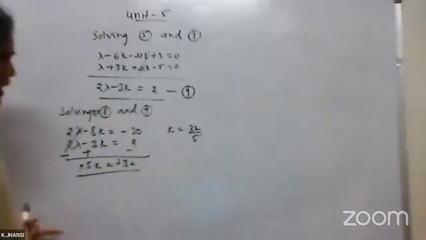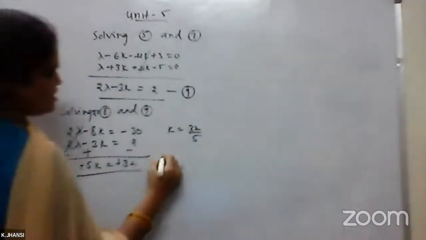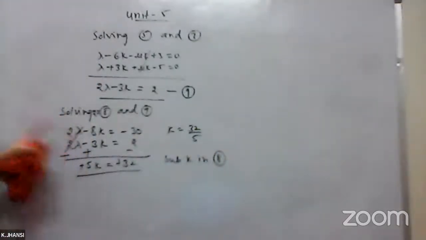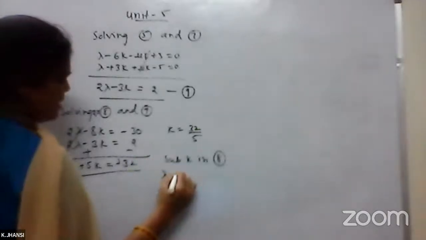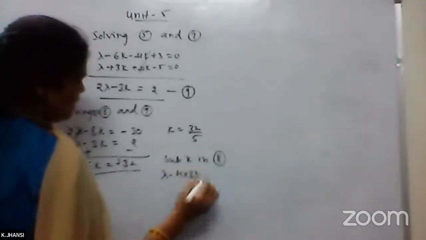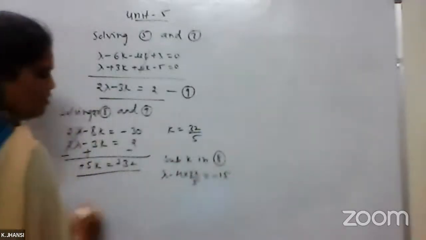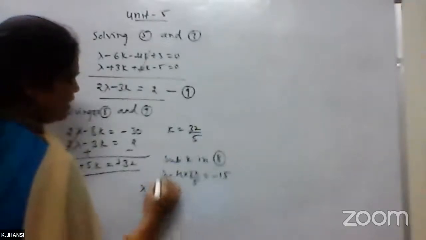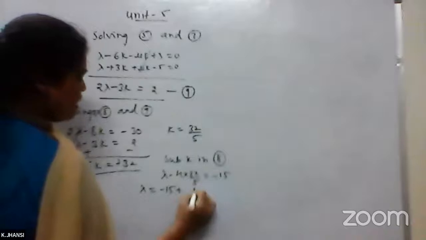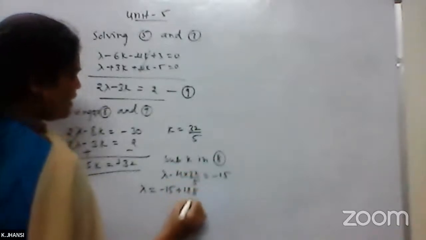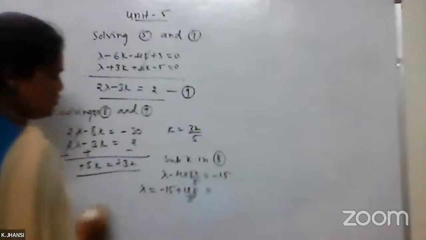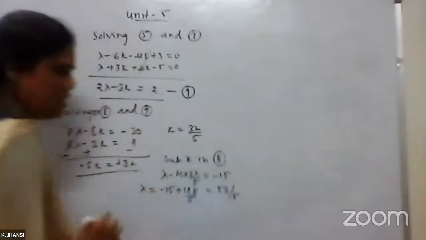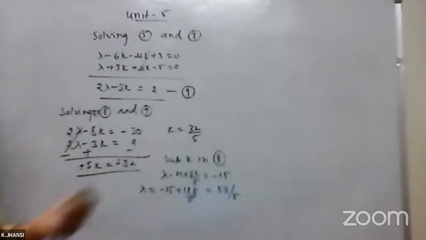So if you substitute in the 8th equation, okay, substitute k in 8. So what was our 8? Lambda minus 4k. So lambda minus 4 into 32 by 5 equals minus 15. Okay, so we'll get lambda equals minus 15 plus, if we take that side, 4 2s are 8, 4 3s are 12, 128 by 5. If you simplify this, lambda value will be 53 by 5. Okay, so we got the lambda value and also the k value.